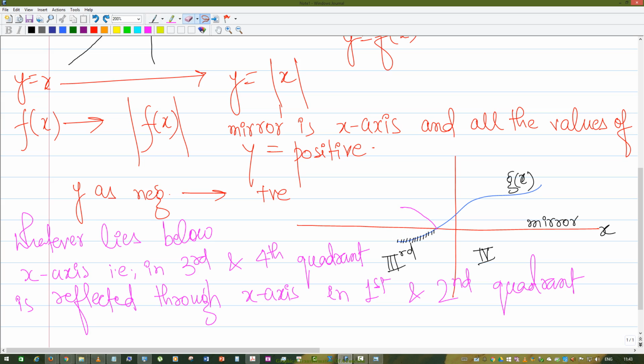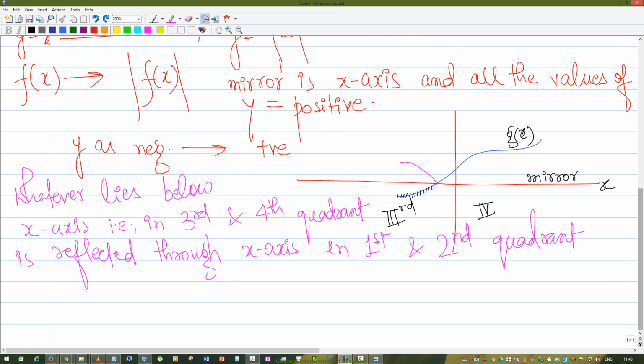Okay, so we will forget this part, and this graph will transform to this graph. Whatever part was below the x-axis, we have just taken its mirror image on the x-axis. The x-axis is treated as a mirror, and whatever part was there in the third quadrant is reflected through the x-axis into the second quadrant.